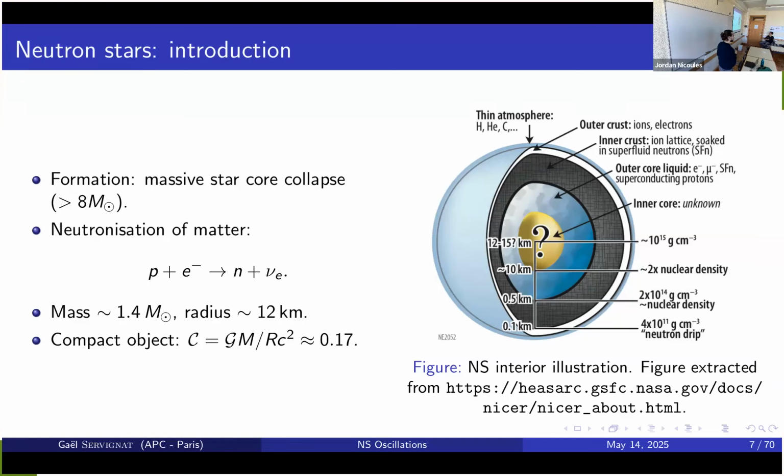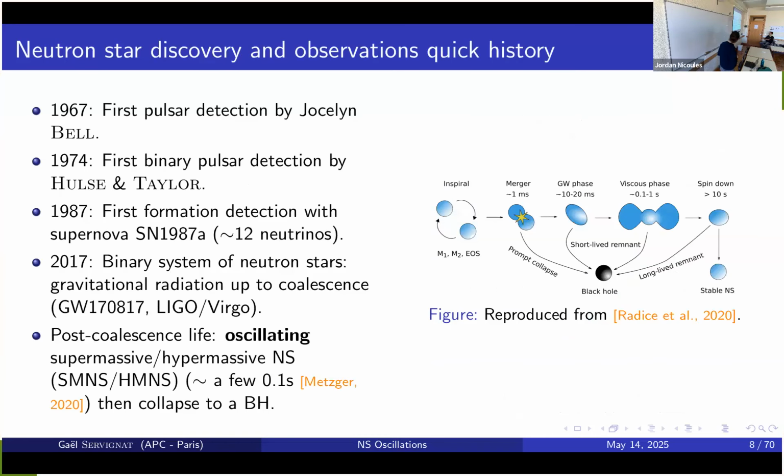And so, as I said before, we want to do numerical simulations. So we have to, on the one hand, solve Einstein equations, but also hydrodynamics. But let me first explain the different parts of the life of the binary neutron stars.